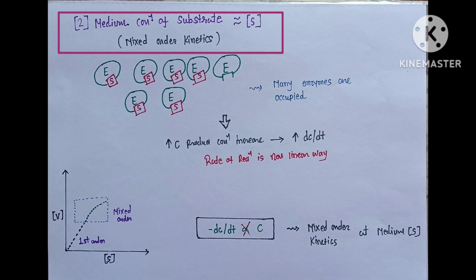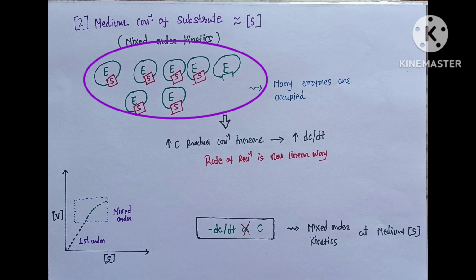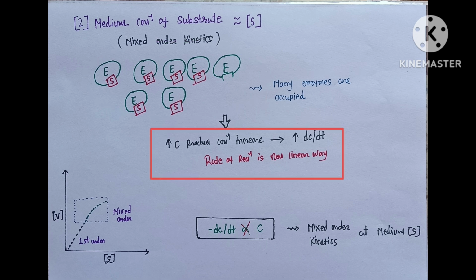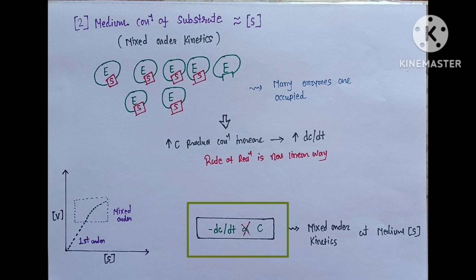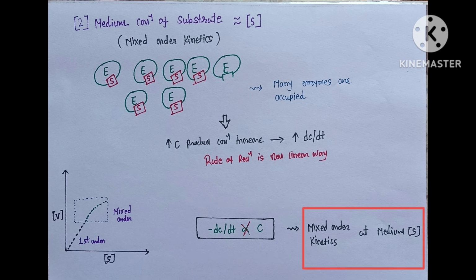Second, medium concentration of the substrate. When the substrate concentration is medium, many enzymes are occupied, and the concentration of the product also increases. At that time, the rate of reaction dC/dt also increases. But when we plot a graph between V versus S, we get non-linearity. Here you can see this is the non-linearity. That's why we define that minus dC/dt is not proportional to concentration, which is known as mixed order kinetics. So here the Michaelis-Menten equation came.